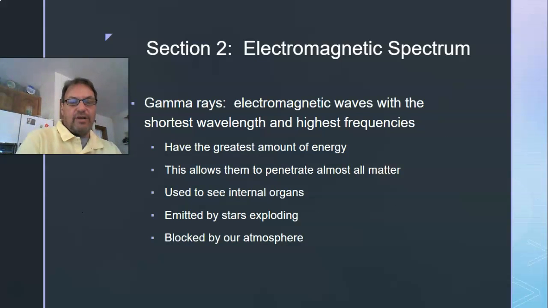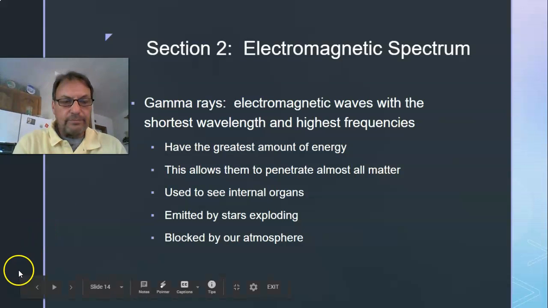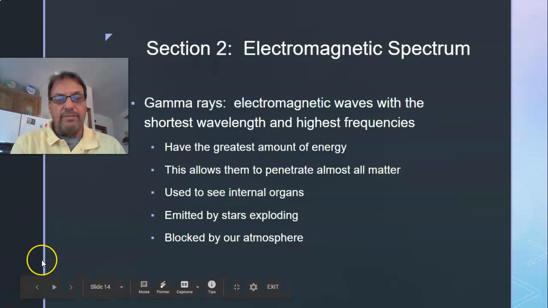These are the ones that turn David Banner into the Incredible Hulk. He had an overload of gamma radiation. But these have the shortest wavelength and the highest frequencies. So these you definitely would not want to be exposed to. These can penetrate almost all matter, but doctors can use them in controlled circumstances or with specific machines to see the internal organs. Gamma rays are also emitted by the stars that explode, but luckily for us, they are blocked by our atmosphere. So let's go back and look one more time as a quick review of the electromagnetic spectrum.